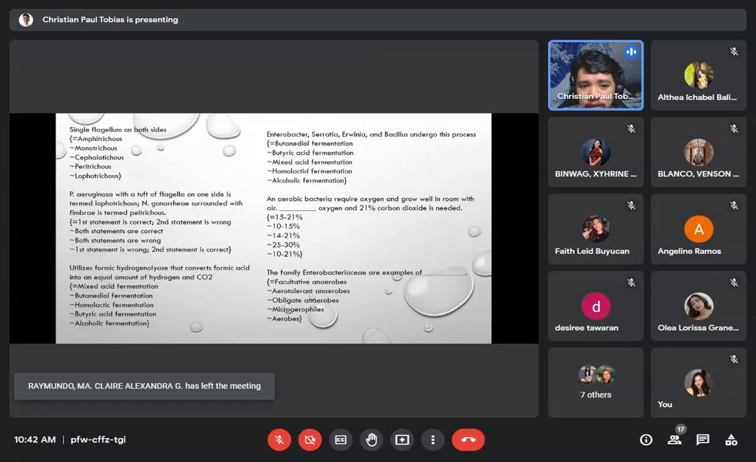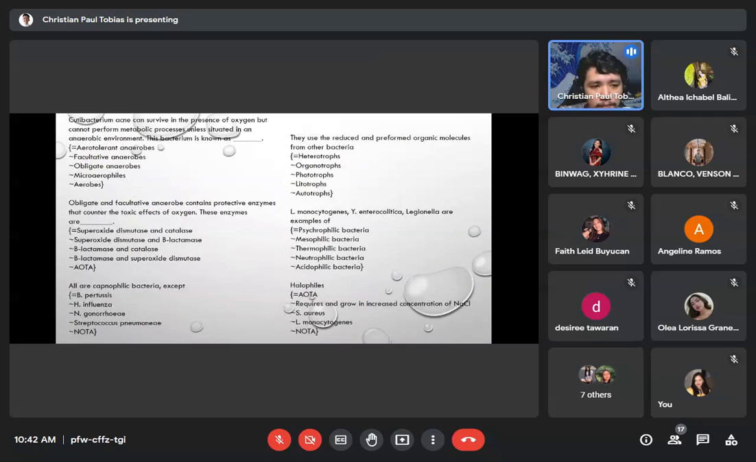Okay, anaerobic. Okay, aerobic bacteria require oxygen and grow well in room with air. So, blank oxygen, okay, 15 to 21%, and 5% carbon dioxide is needed. So the family Enterobacteriaceae are examples of facultative anaerobes. So ano ba yung mga aerotolerance natin? Number 1, si Cutibacterium, yung mga acne natin, aerotolerant. Yung obligate, sila Clostridium, Bacteroides, ayan. Microaerophiles, sila Campylobacter, Treponema, and aerobes, Bordetella, Brucella, MTB, Pseudomonas aeruginosa. Okay, trust the process guys, magiging familiar din kayo sa mga yun.